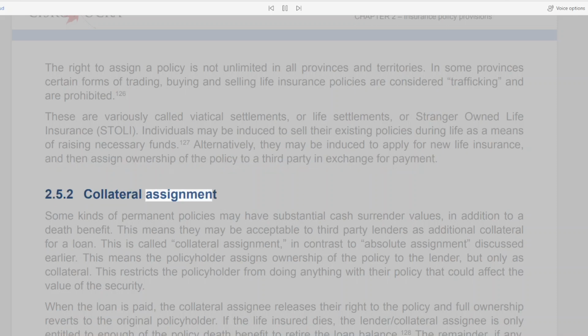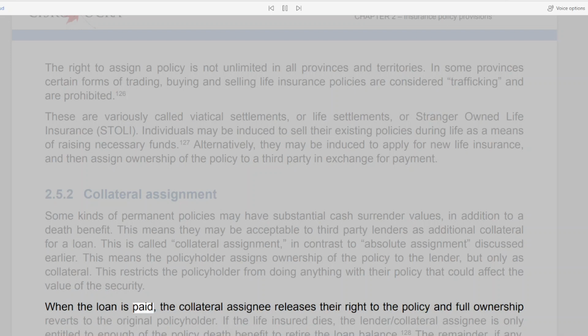2.5.2 Collateral assignment. Some kinds of permanent policies may have substantial cash surrender values, in addition to a death benefit. This means they may be acceptable to third-party lenders as additional collateral for a loan. This is called collateral assignment, in contrast to absolute assignment discussed earlier. This means the policyholder assigns ownership of the policy to the lender, but only as collateral. This restricts the policyholder from doing anything with their policy that could affect the value of the security.